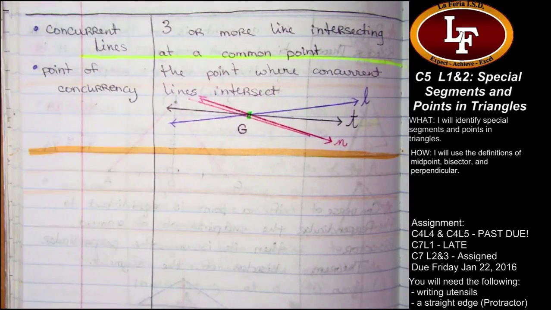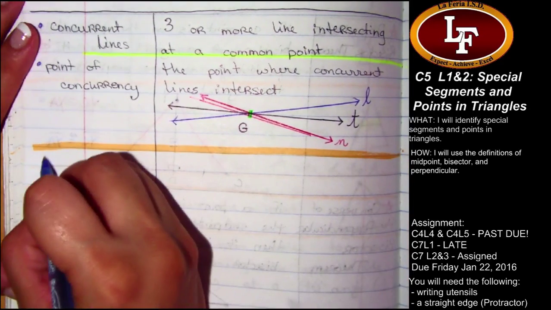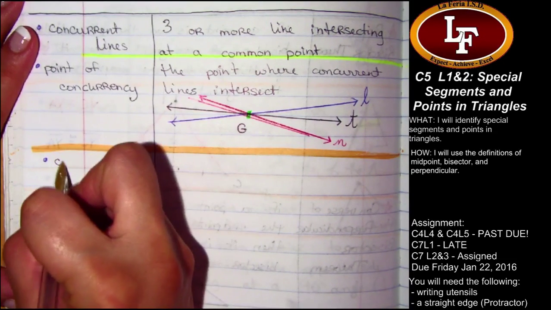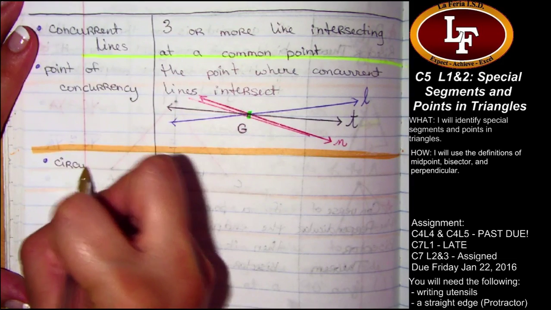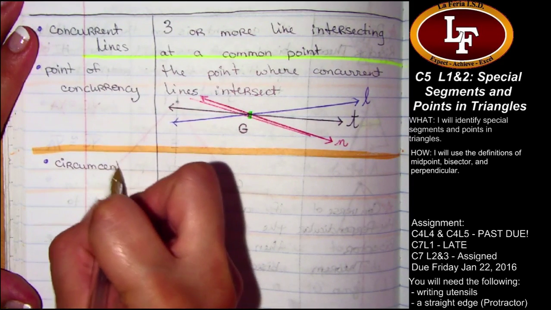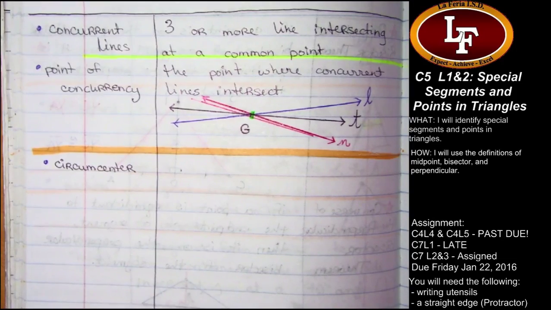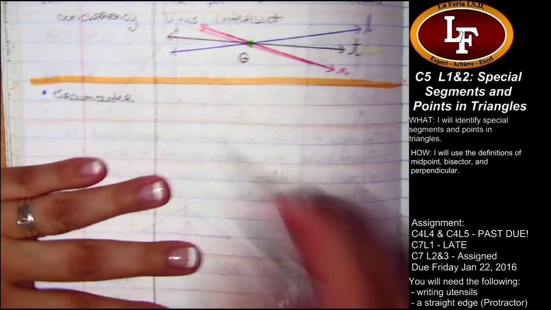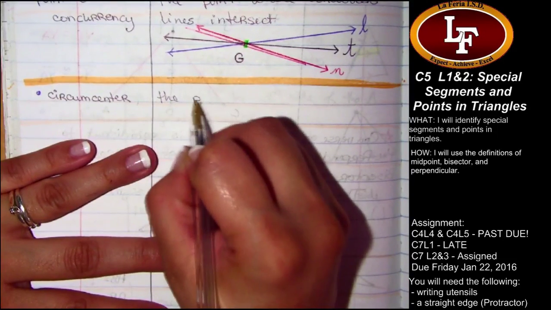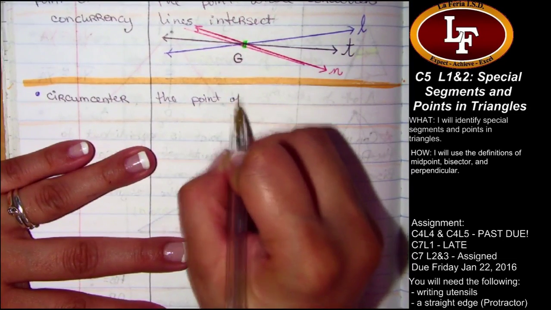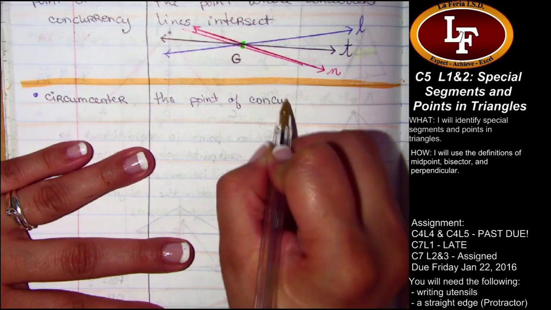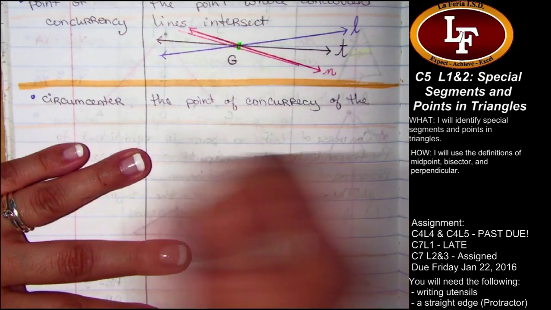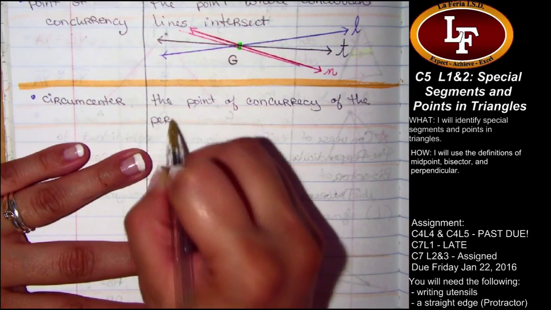All right. Let's go and work on the first special point that we run into with our triangles. And this point is the circumcenter. The circumcenter of a triangle is the point of concurrency of the perpendicular bisectors of that triangle.